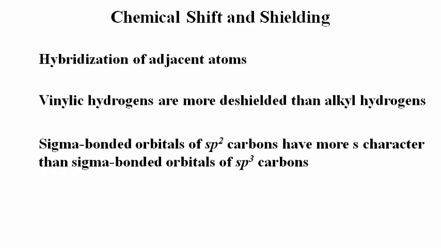Now the next dependence is on the hybridization of adjacent atoms. One example of this is that vinylic hydrogens are more deshielded than alkyl hydrogens. This explanation lies in the hybridization of carbon. Because a sigma bonding orbital of an sp2 hybridized carbon has more s character than a sigma bonding orbital of an sp3 hybridized carbon, sp2 hybridized carbons are more electronegative, and so vinylic hydrogens are deshielded by this electronegativity effect, and their nuclei resonate farther downfield relative to alkyl hydrogens.